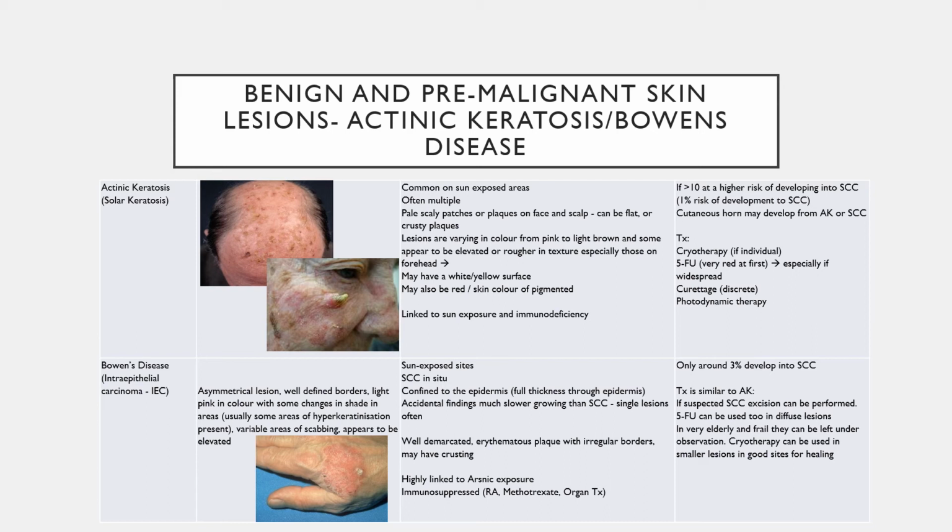Moving on to Bowen's disease, also known as intraepithelial carcinoma. With this, you tend to have an asymmetric lesion with quite well-defined borders, usually pink. It can have some areas of thickening and scabbing. Again, this is usually more common in sun-exposed areas. About 3% of these develop into SCC.